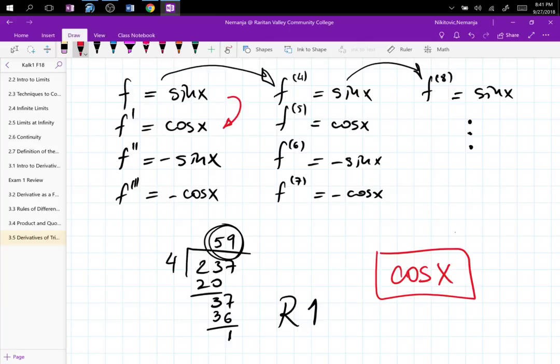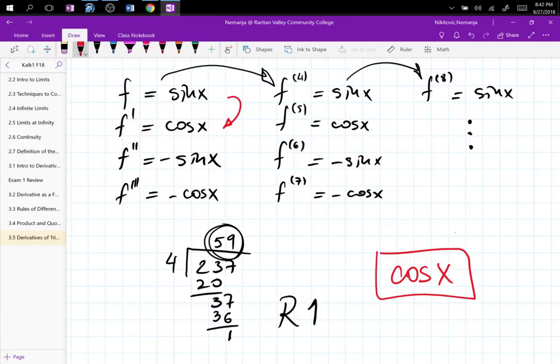Yes? With the negative... it's in algebra. Yes, very good. In intermediate algebra. No?